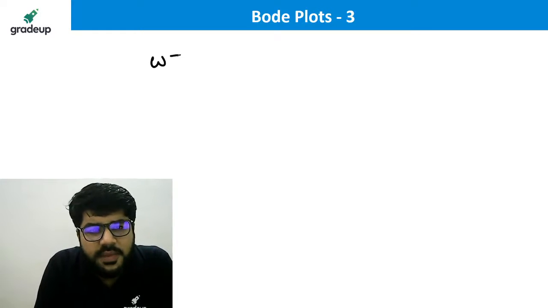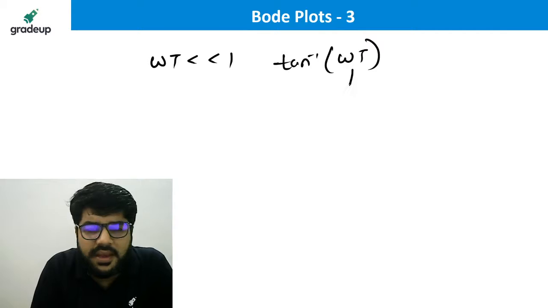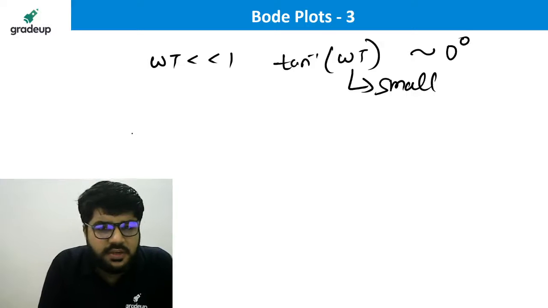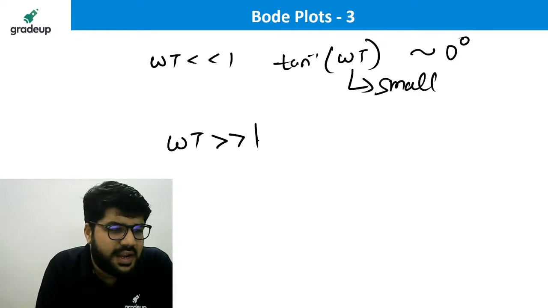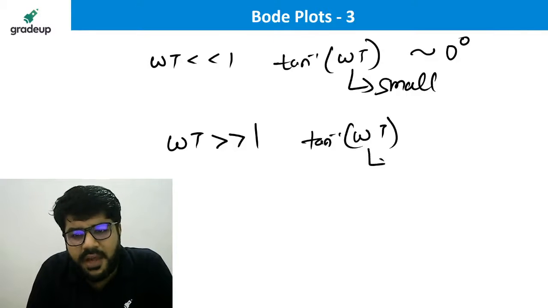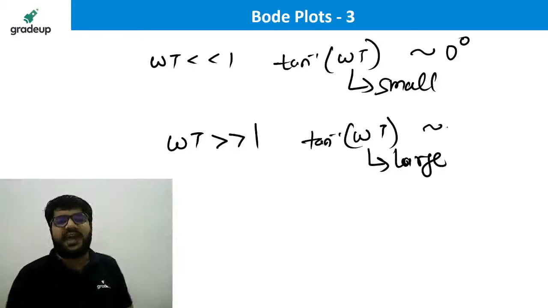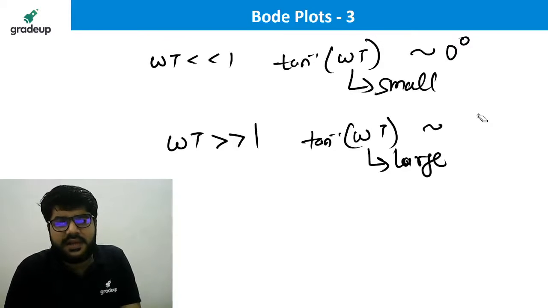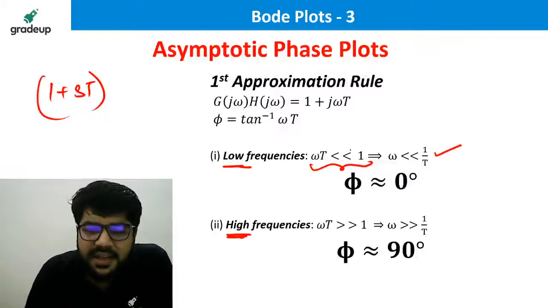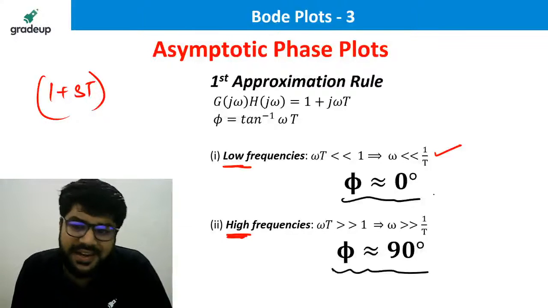If omega T is much less than 1, then tan inverse omega T, where omega T is very small, tends to 0 degree. But if omega T is very large, greater than 1, then tan inverse of a large quantity, going towards tan inverse infinity, will be approximately 90 degree. So at low frequency the phase is approximately 0, and at high frequency the phase is approximately 90 degree.